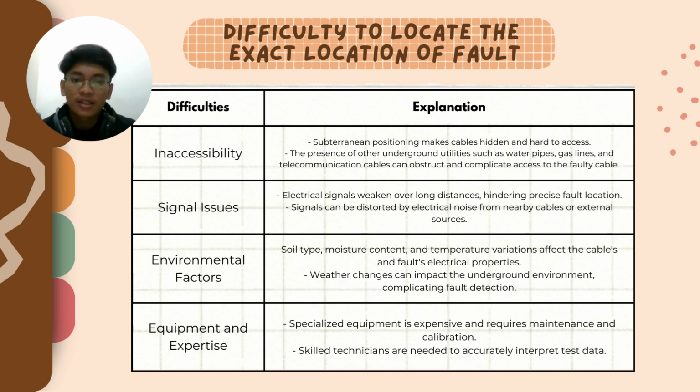Next is the signal issues. Electrical signals weaken over long distances, hindering precise fault location. The signal can also be distorted by electrical noise from nearby cables or external sources. Next, environmental factors. Soil type, moisture content, and temperature variation also affect the cables and fault electrical properties. Weather changes can impact the underground environment, complicating fault detection.